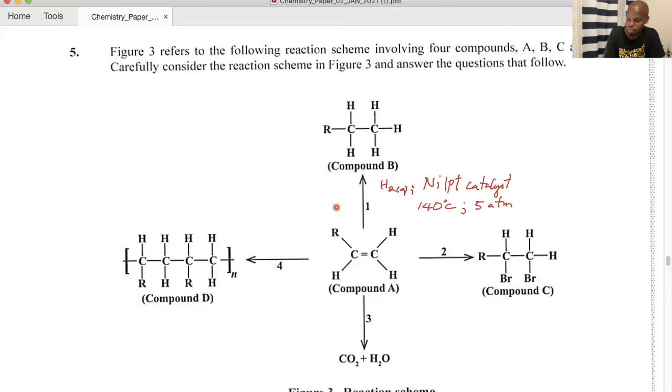For reaction 2, we're going to put the conditions underneath the arrows so we don't confuse it with reaction 1. So here we're adding bromine for the halogenation. We're going to use liquid bromine, so that's Br2 liquid, and this would be in tetrachloromethane, CCl4, which is also a liquid, and that should give us the full marks there.